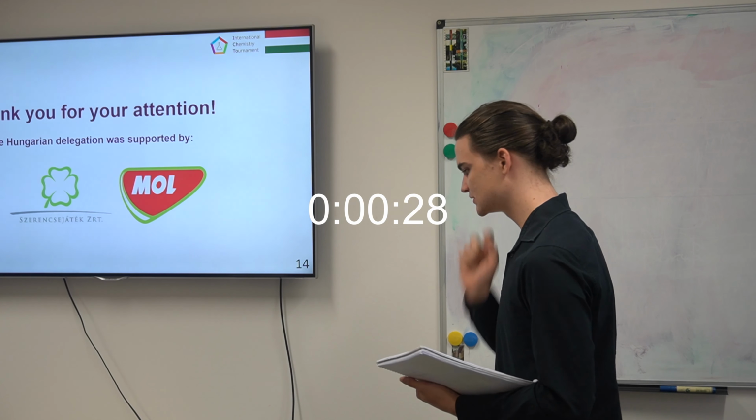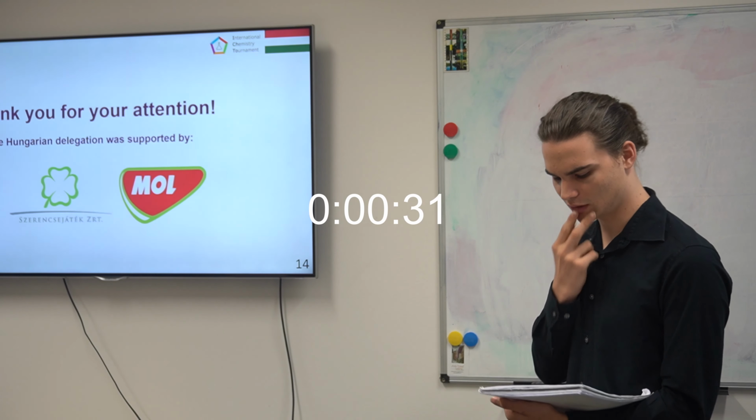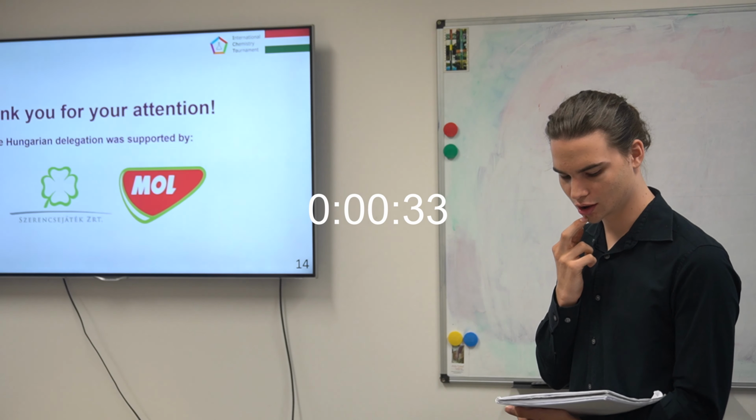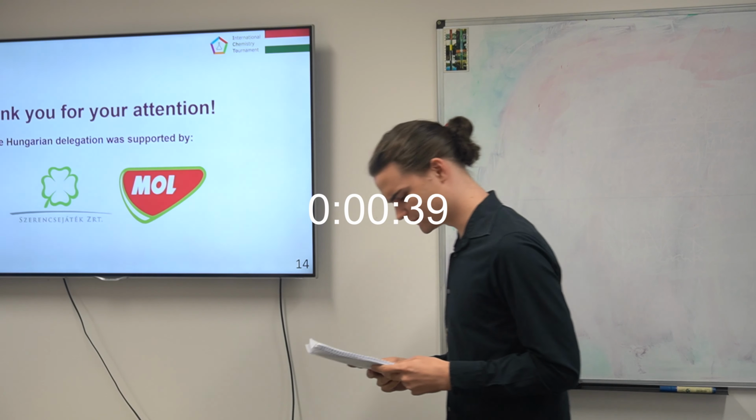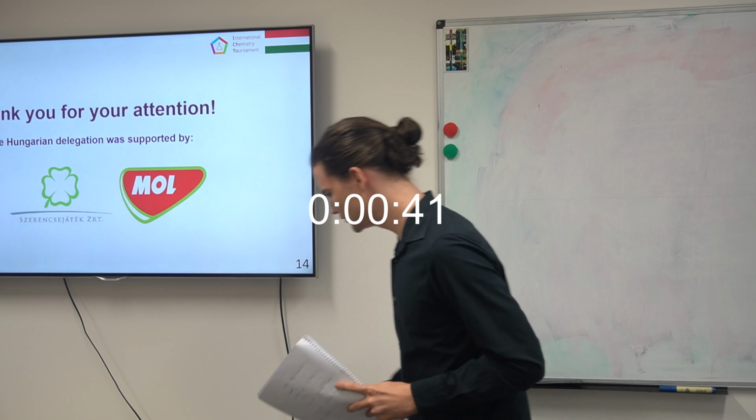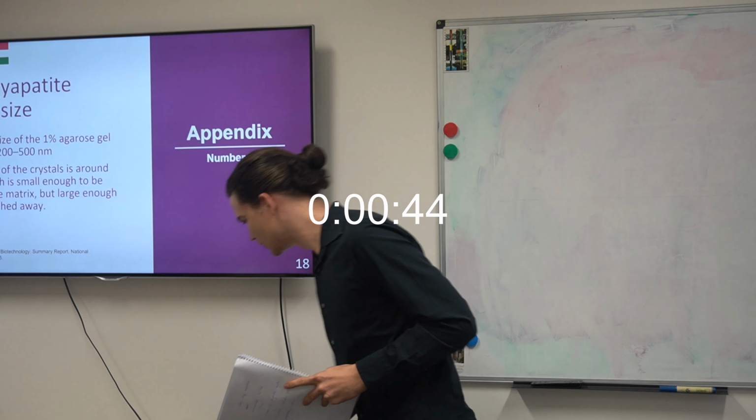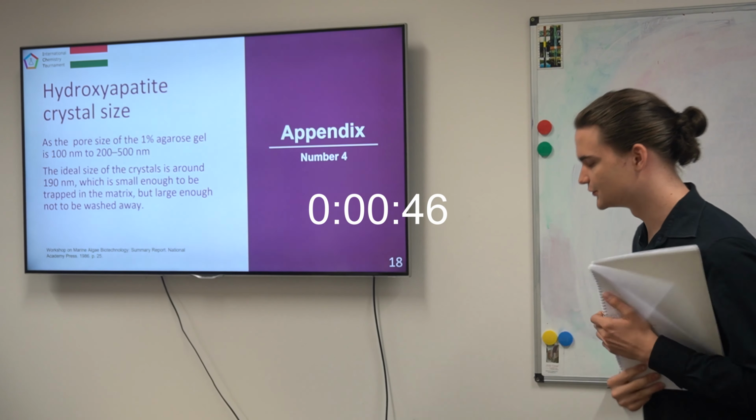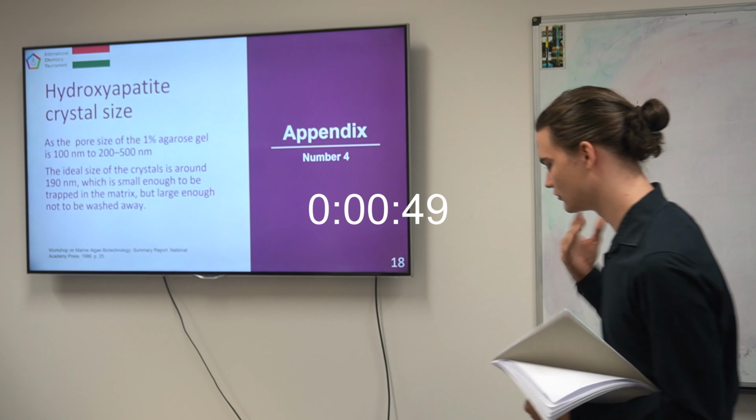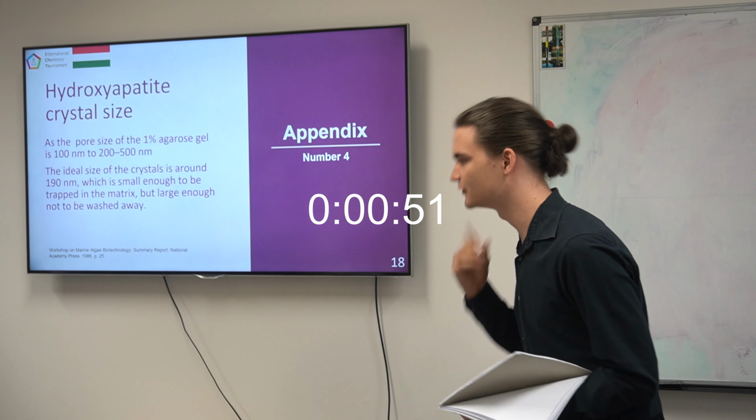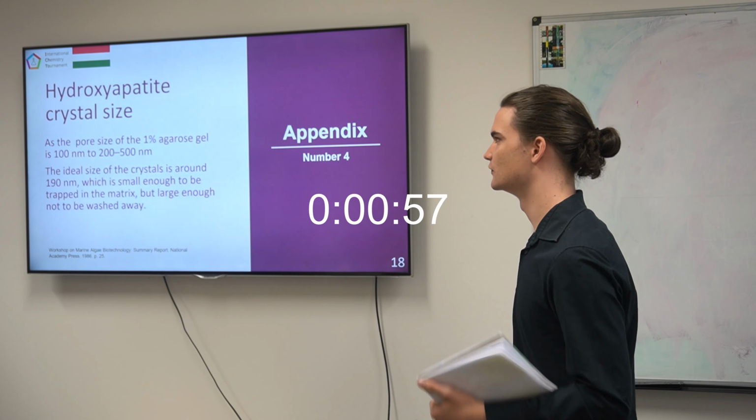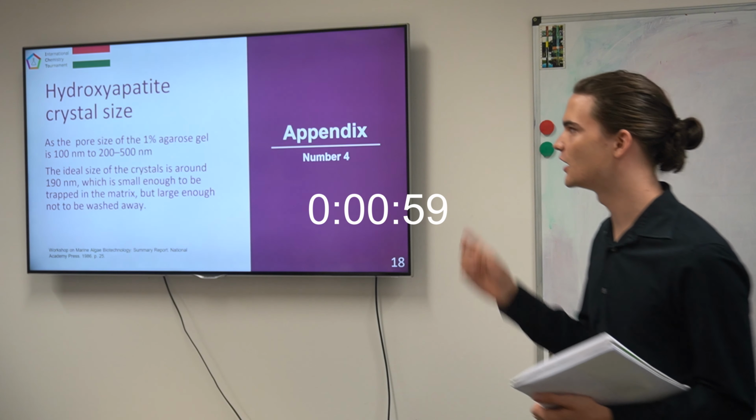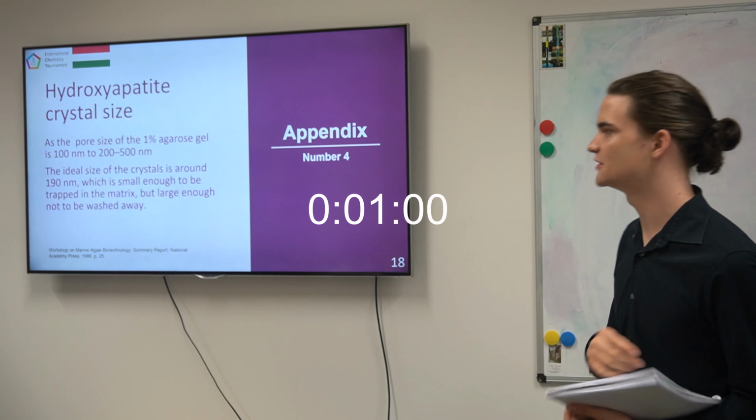Also, you asked about the anchorage. It is anchored into the gel because the pore size of the gel is around the size of the hydroxyapatite crystal, and therefore it cannot be washed away from the gel.